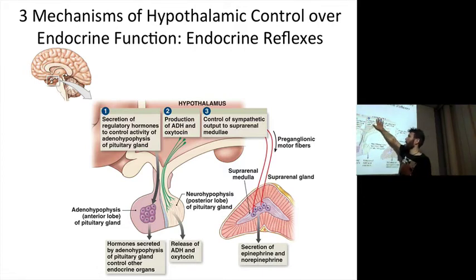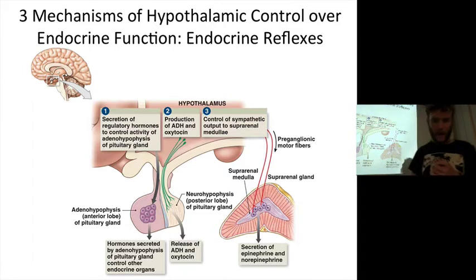The second mode of hypothalamic control is going to be the production of ADH and oxytocin. So there's going to be direct neuronal input from the hypothalamus. It's going to come down, stimulate cells in the neurohypophysis, neural because it's being neurologically stimulated, right? And then those cells of the neurohypophysis will produce and release either ADH or oxytocin, depending upon the input that they're getting. Okay?